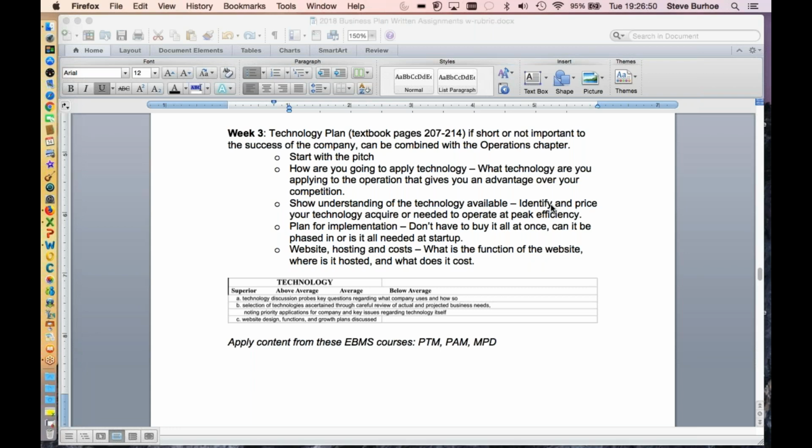Or if you're developing an app, are you doing it? Are you buying software to do it? What are you doing to develop this? Because again, if the key of your business is technology, we like to see a separate technology chapter. But if basically what you're doing is scheduling events for people, you could combine that in your operations.